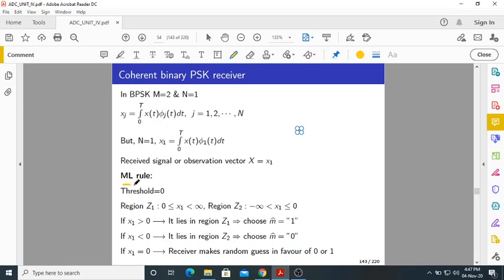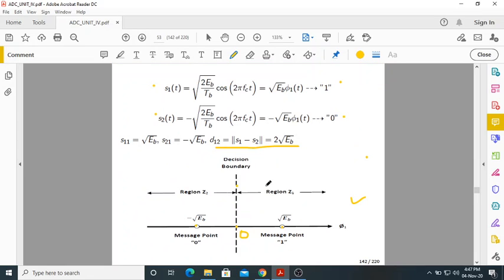Now this is the ML rule for the BPSK where the threshold is 0. So what does the ML rule say? If the received vector x lies in region Z1, what do you decode? You decode it as symbol 1, or you estimate that symbol 1 is transmitted. If it lies in region Z2, what do you say? You say that symbol 0 is transmitted. That is your estimation. Now if it lies exactly on this boundary, we take a random guess. By taking a random guess, we say that either symbol 1 is transmitted or symbol 0 is transmitted.